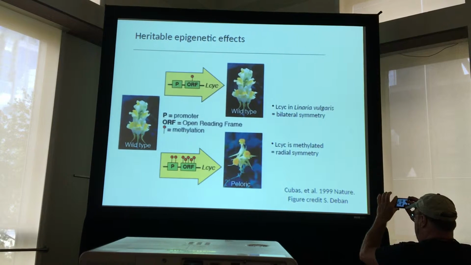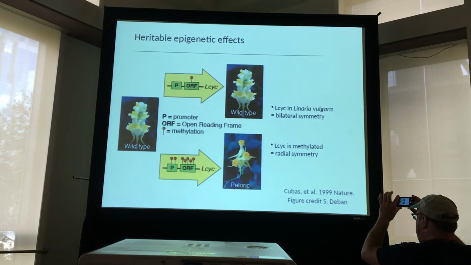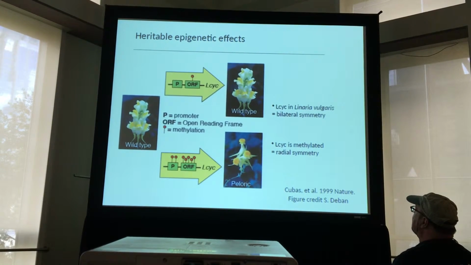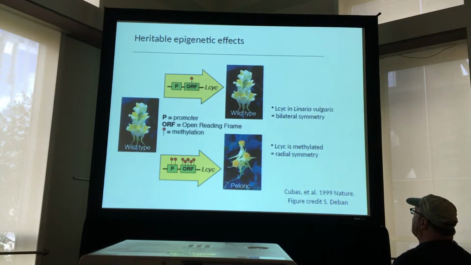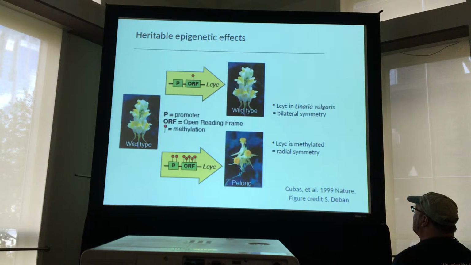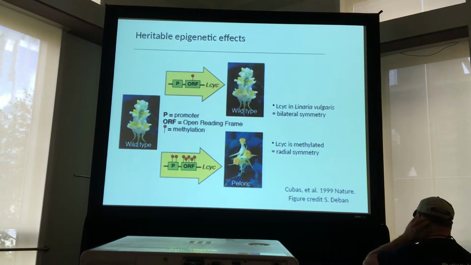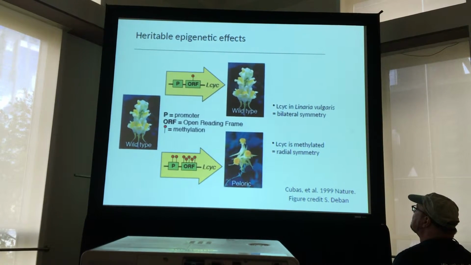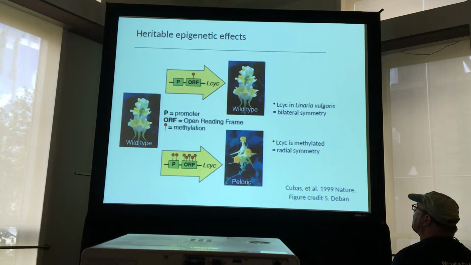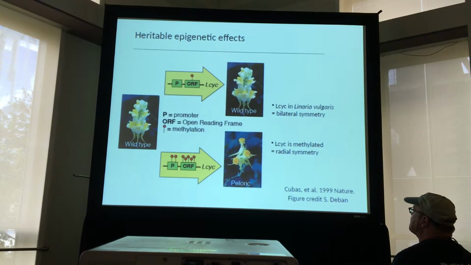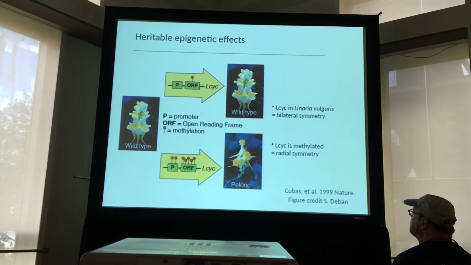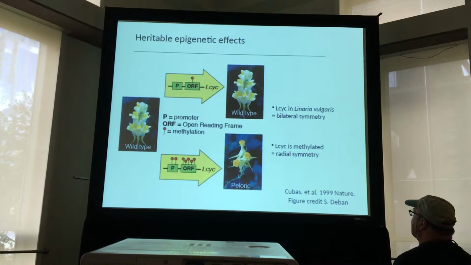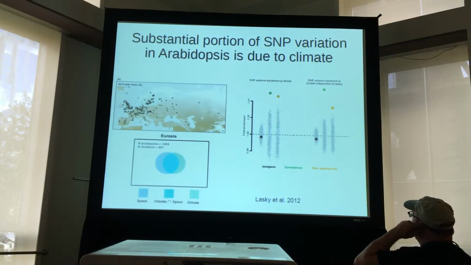And so what's actually driving this difference is DNA methylation that's binding in the open reading frame as well as the promoter region, being 500 to 1,000 bases upstream of the reading frame. And so in this mutant phenotype, there's lots of methylation, and that basically represses expression of the LCYC gene. It almost never works as cleanly as that, but it's a really good example.